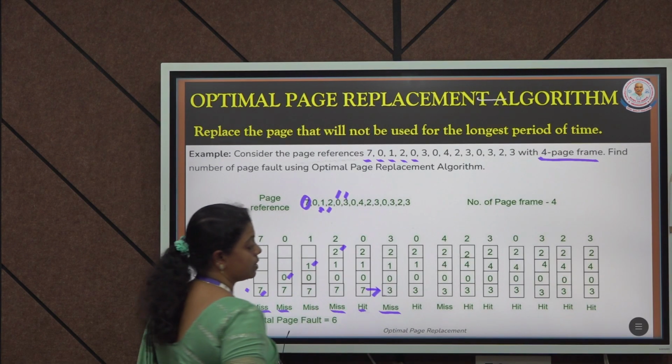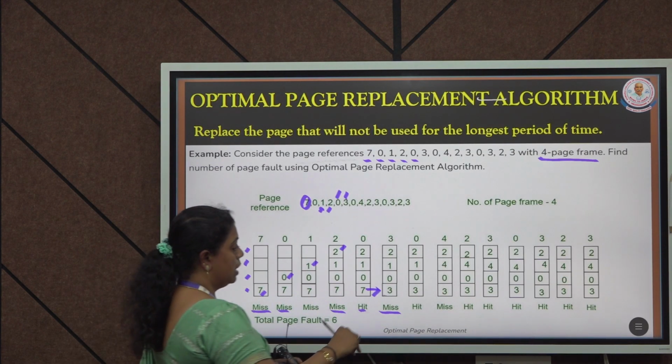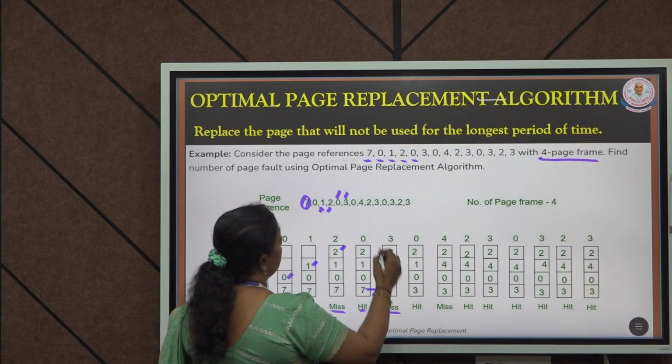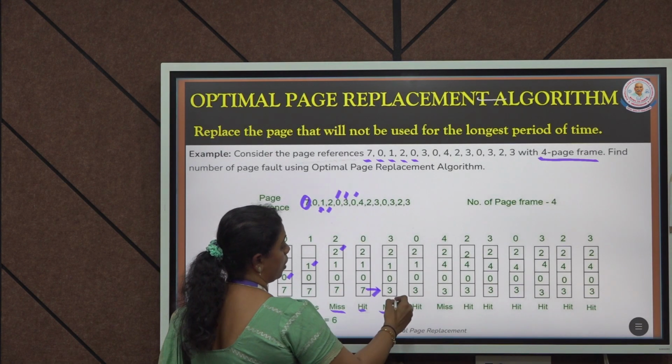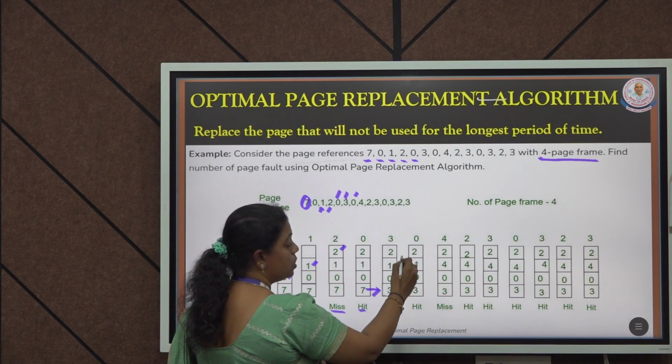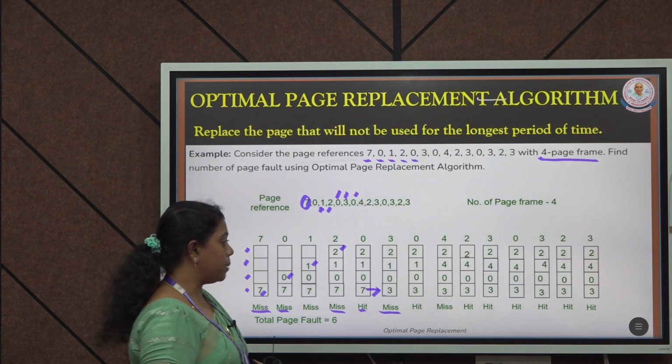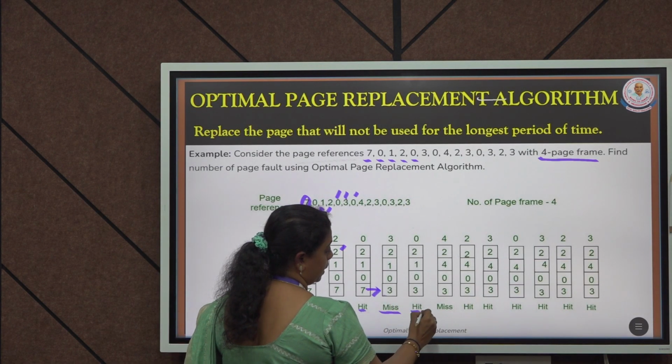So it is called a page fault. Then move on to the next string. We can see 0. 0 is already present in the frame, so no need to replace any frame. So it is called a hit.